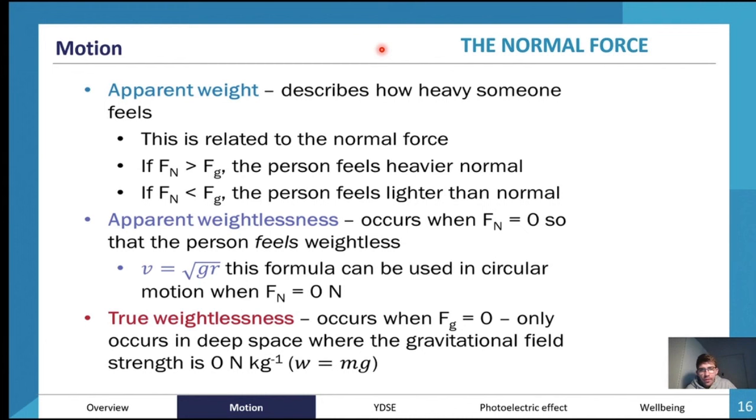There's also something else called true weightlessness. True weightlessness occurs when the weight force is actually equal to zero. And the weight force equals zero only in deep space. Because for the weight force to equal zero, it means that the acceleration due to gravity must equal zero, right? Because we say the weight force is equal to mg. So for the weight force to equal zero, the only possible solution would be for the gravitational field strength to equal zero. But we know that can only happen in deep space when we have escaped the Earth's gravitational pull.